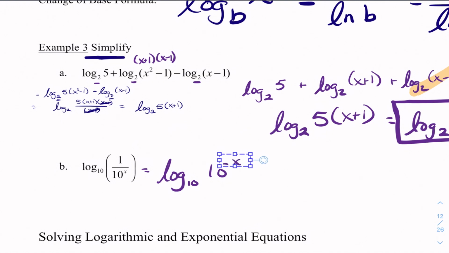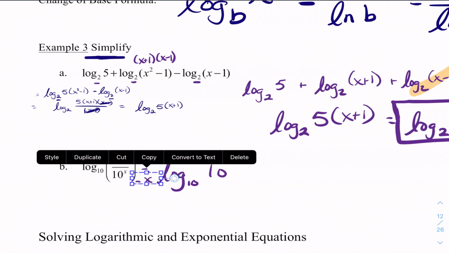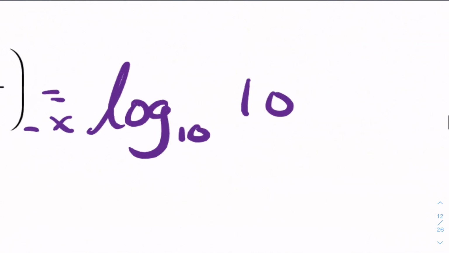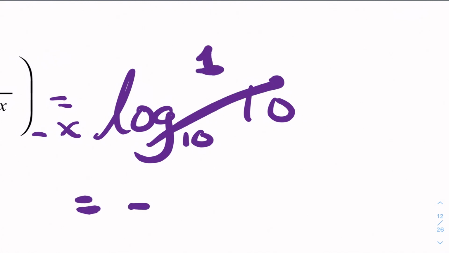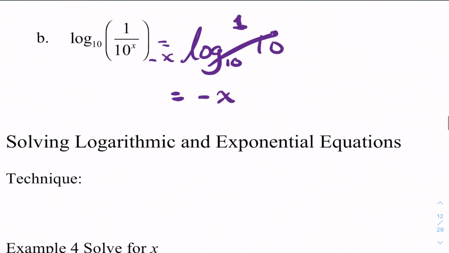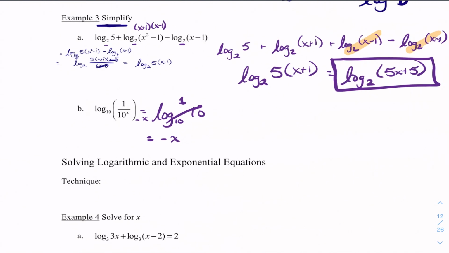Well, we have an exponent. We can just slide that right out front. And now we have log base 10 of 10, which is just 1. So our final answer, if we're just simplifying that, is negative x times 1, or negative x. Simple, easy, efficient, once you understand what you're doing.